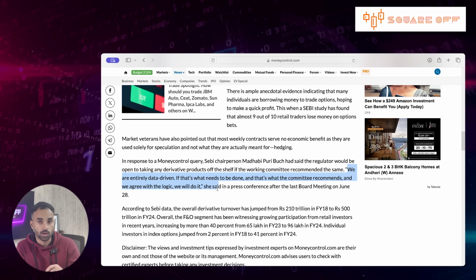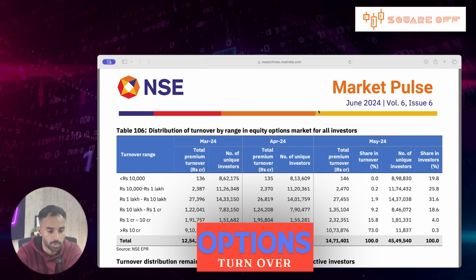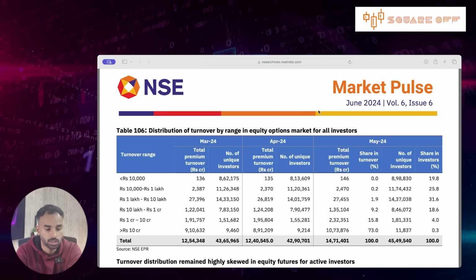But there is one more data set published by NSE, so let us look into that in complete detail. This is the NSE data that clearly shows how many people are trading in what kind of turnover range. There are three columns: March, April and May. Month on month, the total premium turnover for the option segments is shown, and the next column is the number of unique investors in each category. Go directly to May 24 and check the total premium turnover, the number of unique investors, and the overall share percentage for each segment.